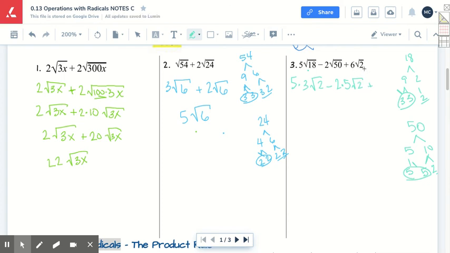And then this third one, inside the radical, there's just a 2, and 2 is already prime, so that's as far as that one can go. I can't break it down at all.